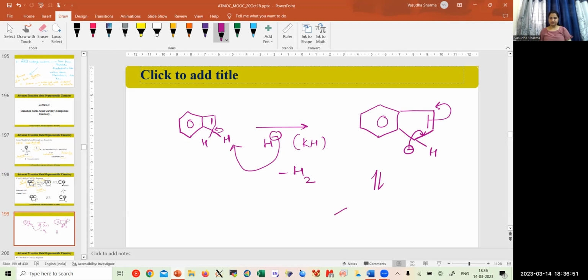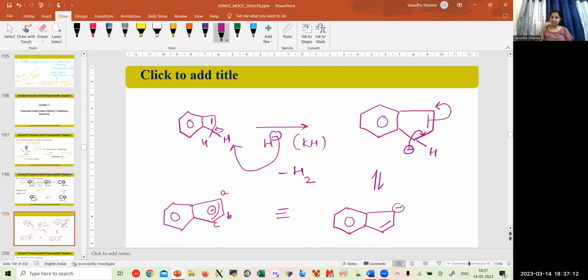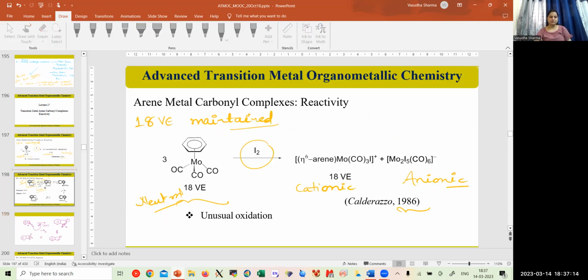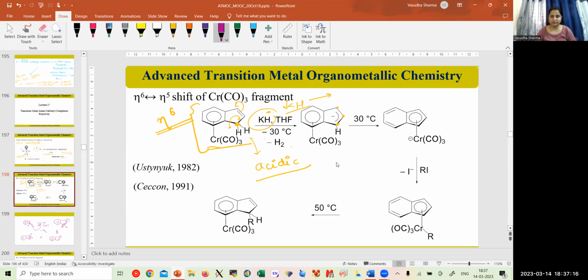So this is forming negative here and H over here. So therefore, the equivalent structure or the resonance structure that we can form is this. This shows that it is delocalizing over A, B, and C. The negative charge is delocalizing on A, B, and C carbon. So this is what is happening in this particular reaction. So now the negative has been formed.